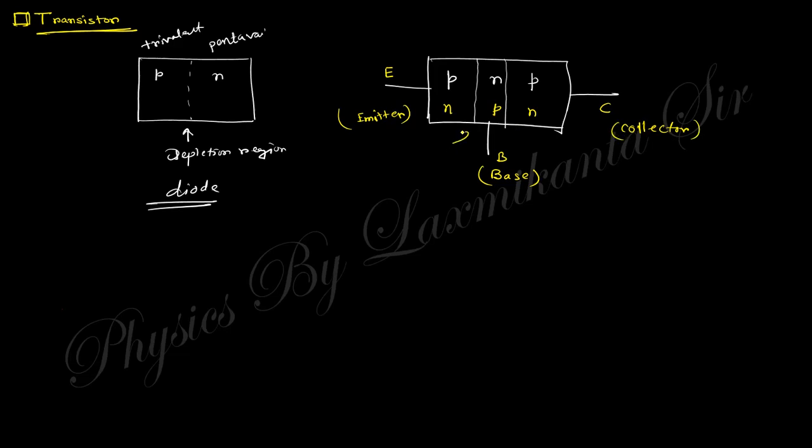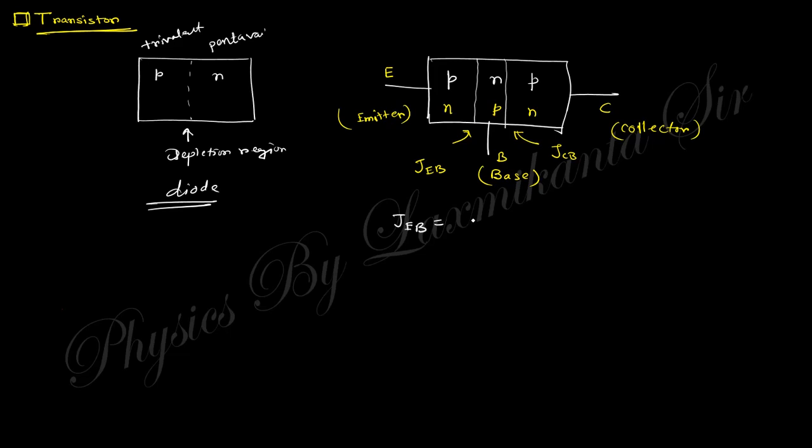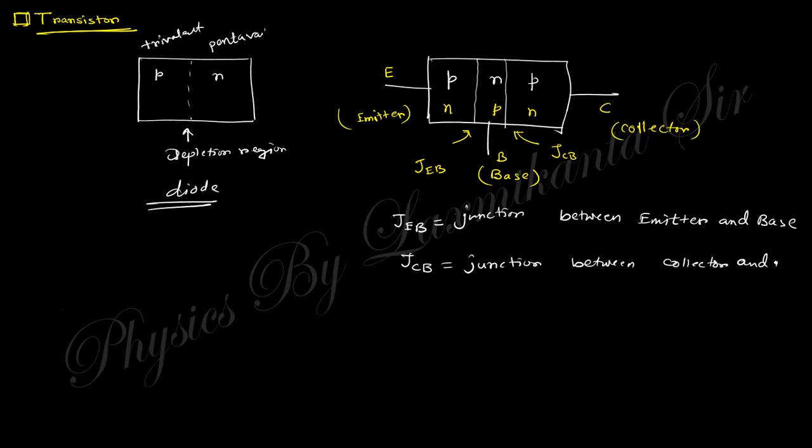So you can see here there are two junctions. One is the emitter junction with respect to the base, and this is the collector junction with respect to the base. You can write this with respect to the base, otherwise you can just write JC, that means the collector junction. So you can write here JEB, that is the junction between emitter and base. And JCB is the junction between collector and base. This is known as the JCB.